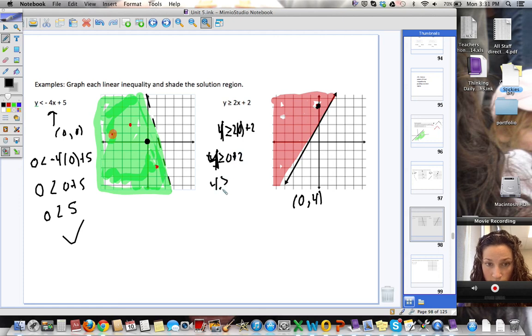So is 4 greater than or equal to 2? Yeah, 4 is greater than or equal to 2. So I know I shaded in the correct spot. So that's how we do that. So I look at where the line is, where y is less than. Here's where all the y's are less than. I look for where my y's are greater than, and it's going greater than up here. Down here I'm getting to more negative numbers.